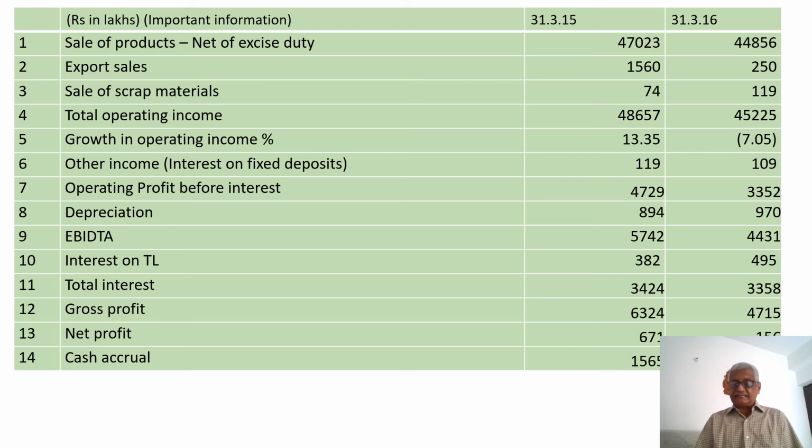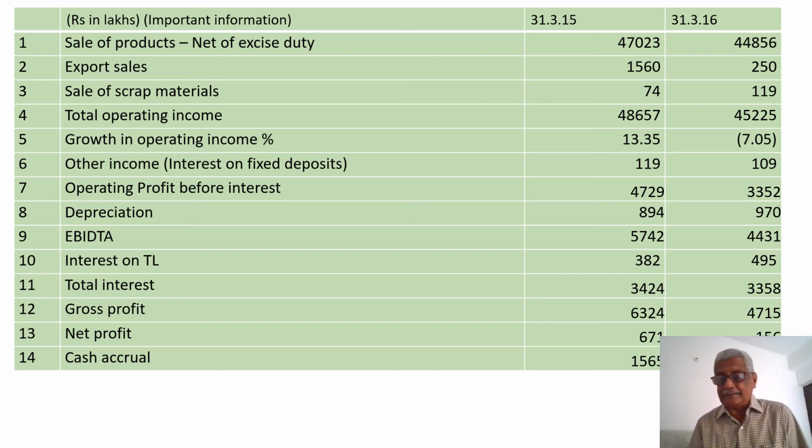We know the other income, it is 1.19 crore to 1.09 crores. We know the operating profit before interest. We know the depreciation. We know the earning before interest, depreciation, taxes and amortization. We can find out the interest on term loan. We can find out the total interest. We can find out the gross profit. We look at the gross profit, it was 63.24 crore. That has substantially come down to 47.15 crore. So we need to verify each and every expense to find out what contributed to this reduction in the gross profit.